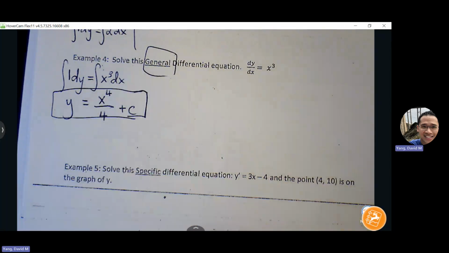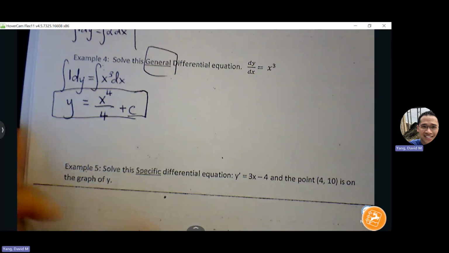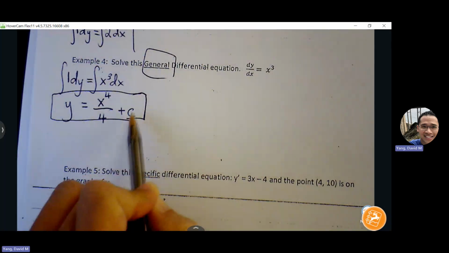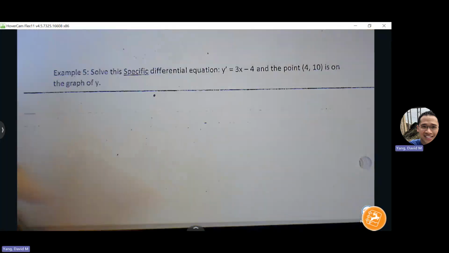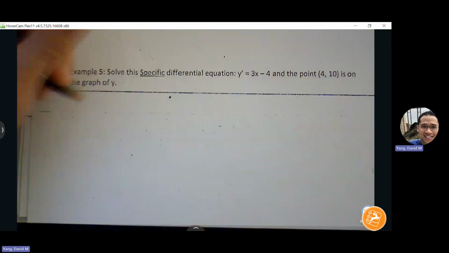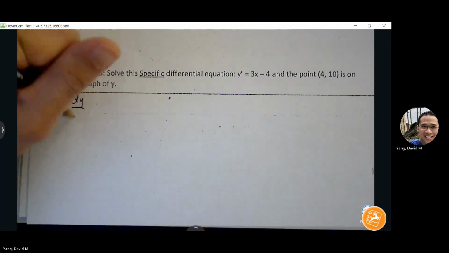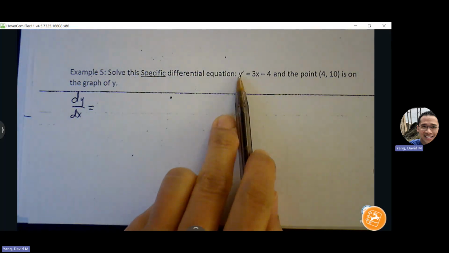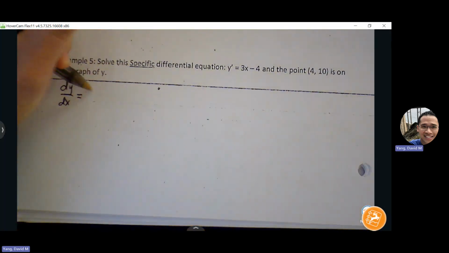You're always going to get that plus c to show up before you do anything with it. So general means plus c shows up. Specific means find what that c value is and replace that c with a number. Okay, so y prime equals 3x minus 4. Let's get that dy dx to show up. I want to find the derivative of y with respect to x.